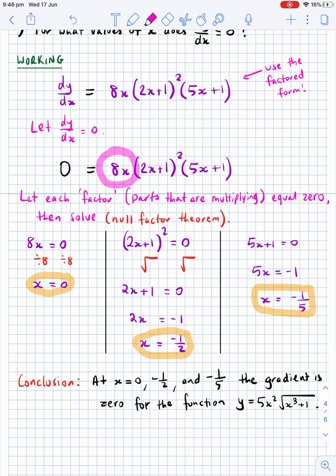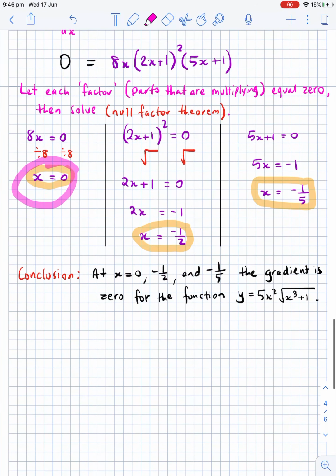So for example, 8x equals 0, 2x plus 1 squared equals 0, and 5x plus 1 equals 0. These are nice, easy equations. We get that x is equal to 0, x is equal to minus a half, and x is equal to minus 1/5. So at these values of x, 0, minus a half, and minus 1/5, the gradient is 0 for this original function. So if we graphed this, we would know that the gradient would be flat at these values of x.